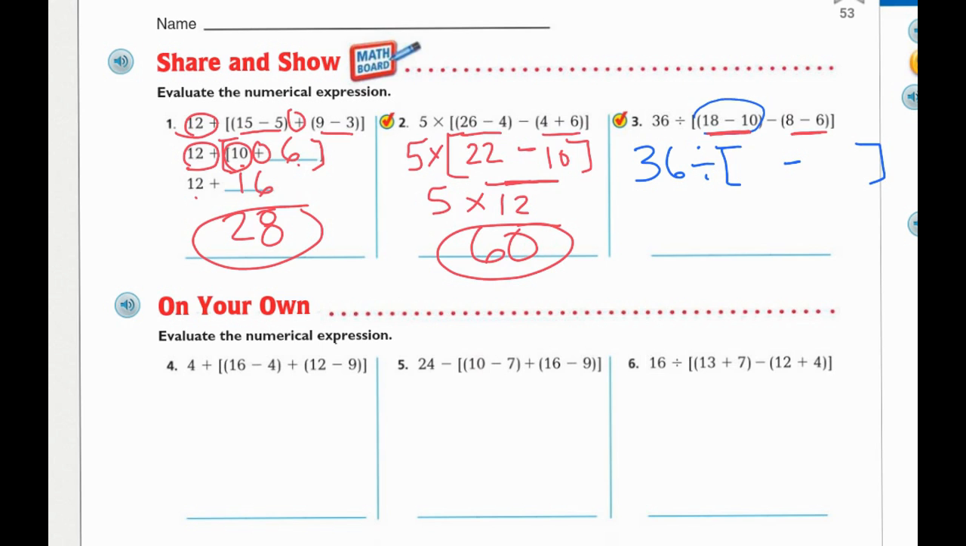So right now I need to take 18 minus 10, and that's what's going to go in this blank, and 8 minus 6 is what's going to go in this blank. So 18 minus 10 is 8, and 8 minus 6 is 2. Okay, so I've got 36 divided by what's in the bracket, which is 8 minus 2, so that's going to give me 6. So 36 divided by 6 is 6.